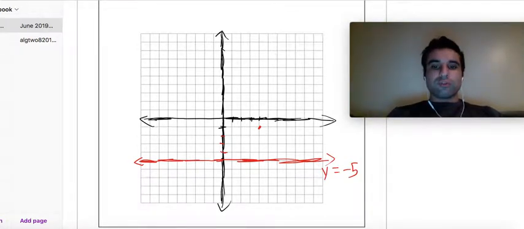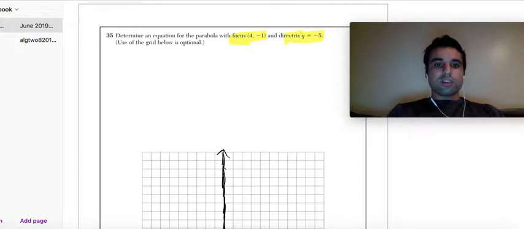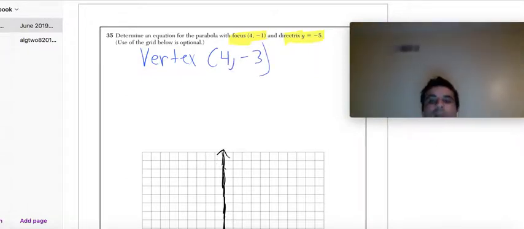I'll use blue. So we are 1, 2, 3, 4 units between the focus and directrix. Half of that is 2. 2 units halfway between. This is our vertex. Our x value is 4. 1, 2, 3. (4, -3) is our vertex. So I'm going to write that up here. Our vertex is (4, -3).